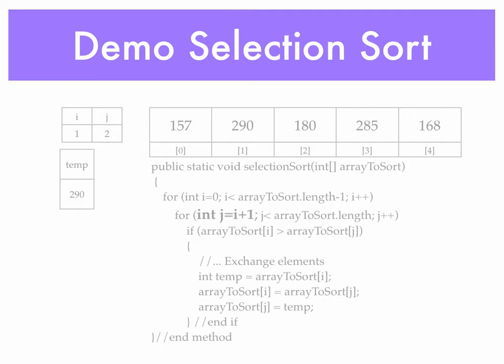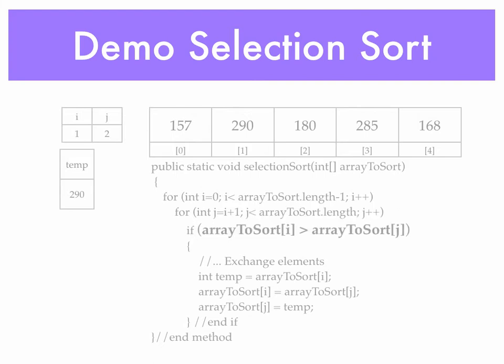Plus 1 gives us 2. We put that into the space j. Is j less than length? Yes, it is. We then ask, is what we find at position I, which is 1, in position 1 is the value 290. Is it greater than what we find in position j? J is a value of 2. In position 2 is 180. So this is true. 290 is greater than 180.